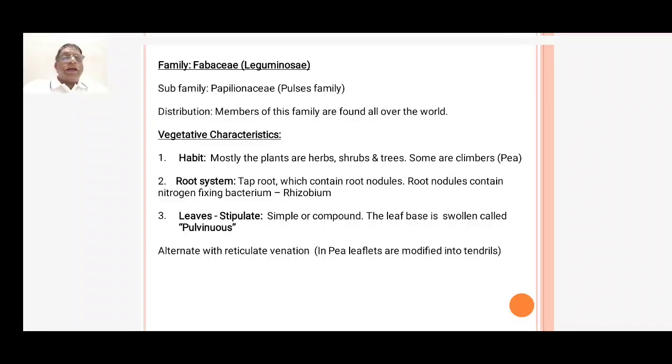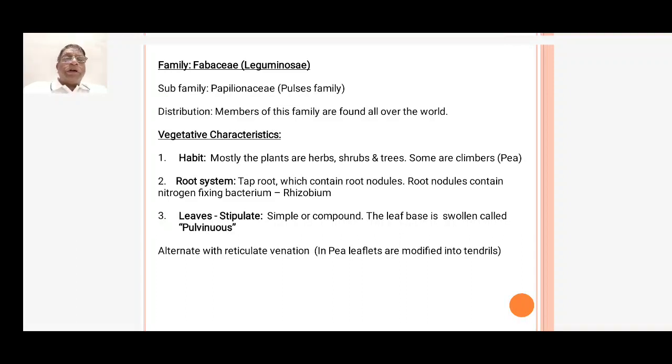Okay. Now, with this background, let us study the vegetative characters. Habit. What is the habit? The members are mostly herbs or shrubs or even trees. Some are climbers. Many plants are herbs. Groundnut, kadlekai gida, herb. Togari, kadle gida, Bengal gram, herb.